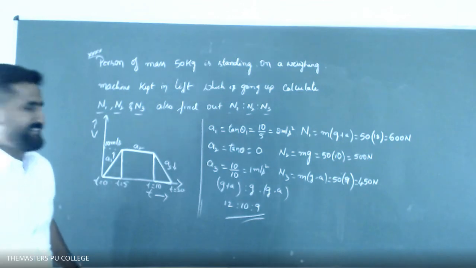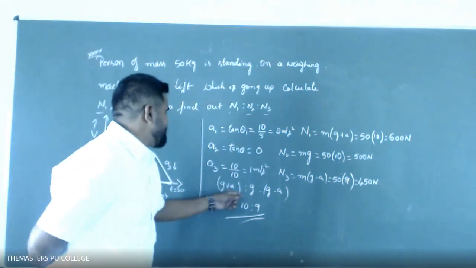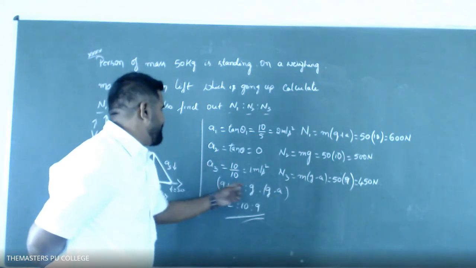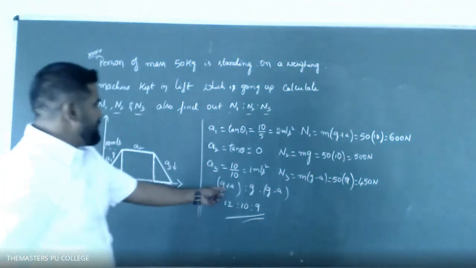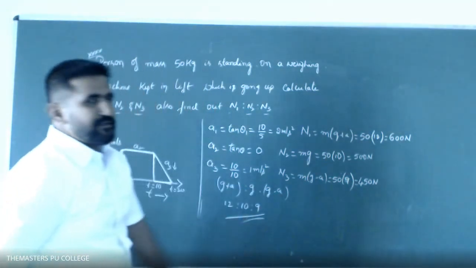Correct? Why G plus A? M cancels here. If M cancels, we get G plus A is to G minus A.